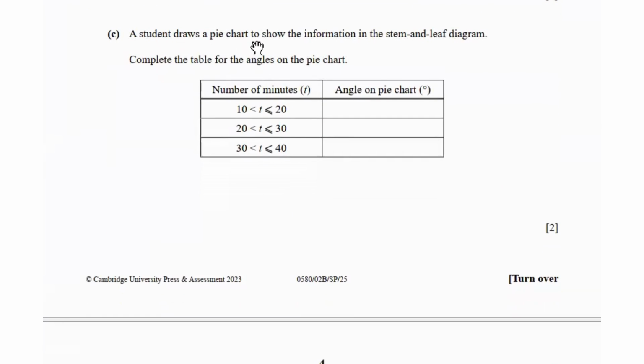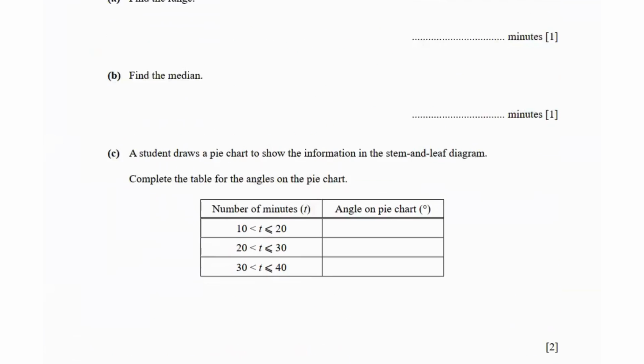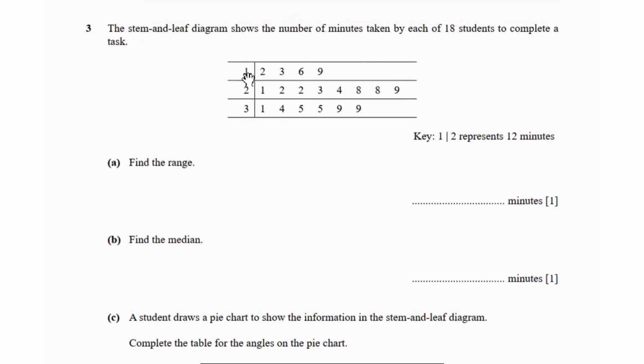Then it says the student draws a pie chart to show the information in the stem and leaf diagram. Complete the table for the angles on the pie chart. So for this, we need to first identify how many values fall between 10 to 20, then 20 to 30, and 30 to 40. For 10 to 20, we have 4 values. 20 to 30, we have 8 values. And 30 to 40, we have 6 values.